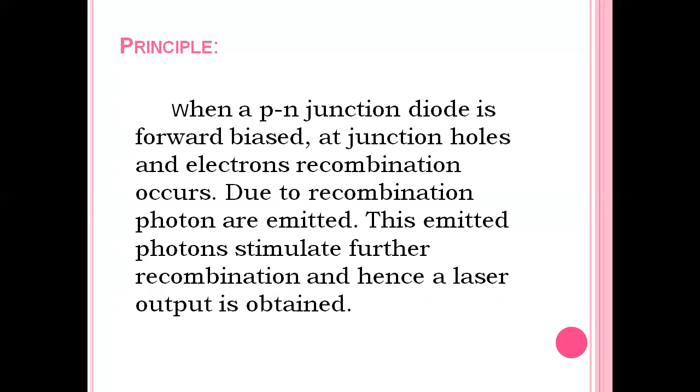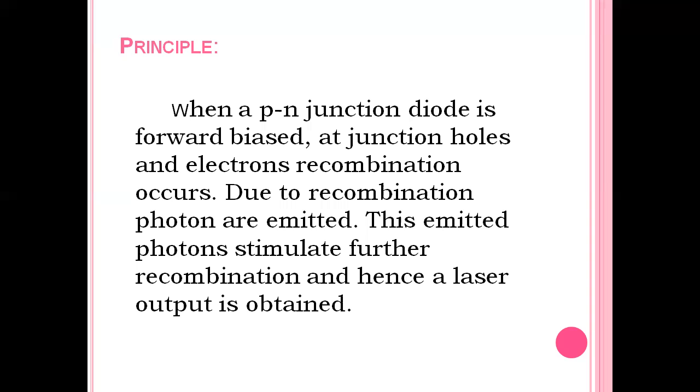When it is forward biased, due to the repulsion from the terminals of the battery, carriers move from one side of the junction to the other, and at the junction, holes and electrons recombine with each other. Holes move from the P side and electrons move from the N side, as they are the majority carriers in those materials, and at the junction those two recombine. Due to recombination, energy is released in the form of photons. These photons further stimulate the recombination rate, and hence a laser output is obtained.